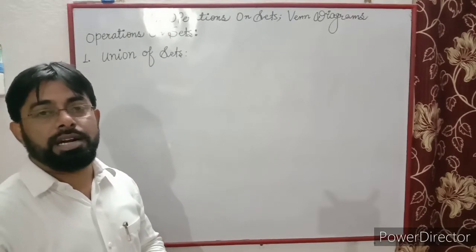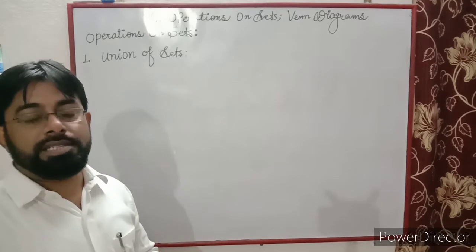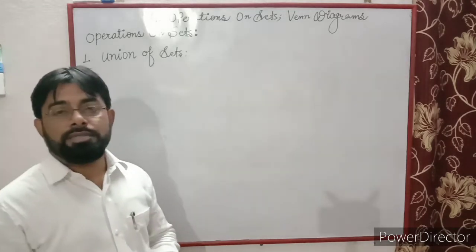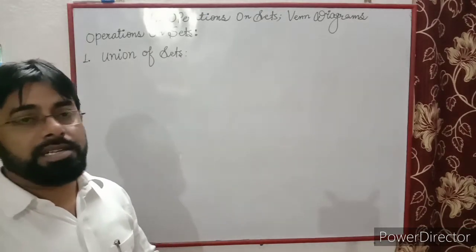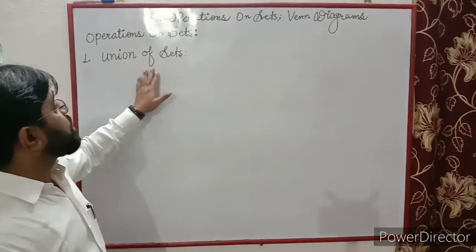Today we are going to start a new chapter, chapter number 6, operations on sets and Venn diagrams. In the previous classes we have learned the basic concepts of sets. Now we will discuss operations on sets. So the first is union of sets.